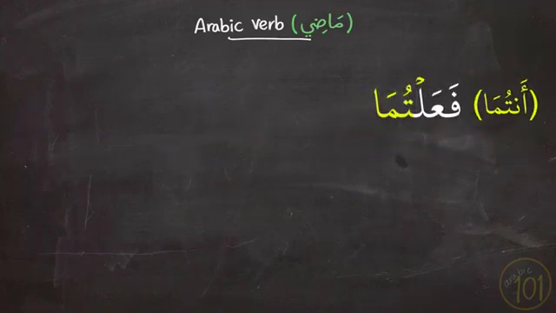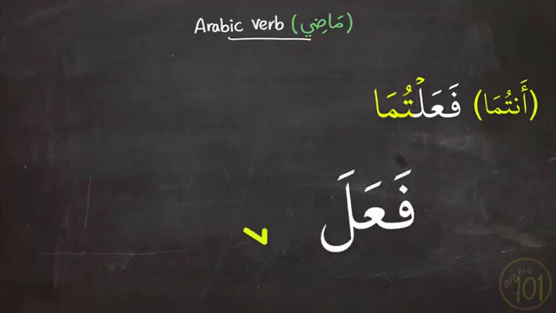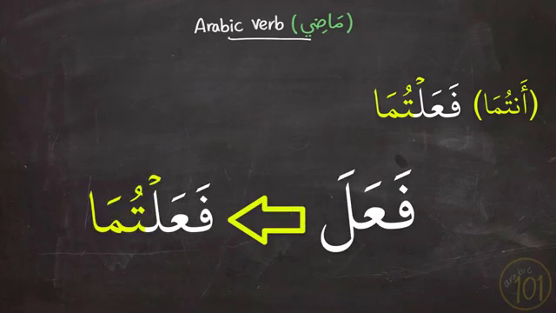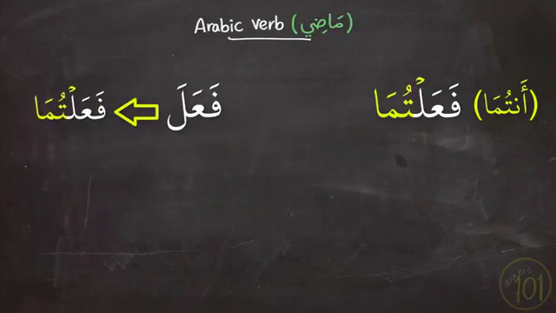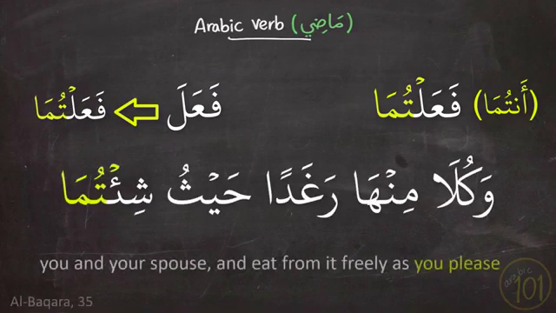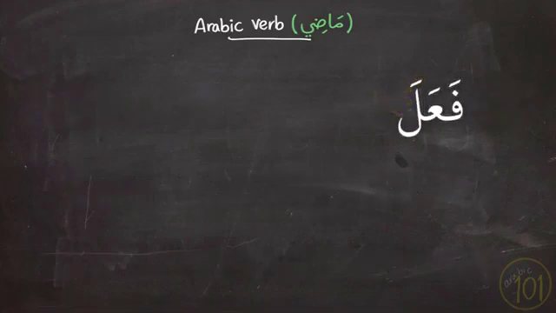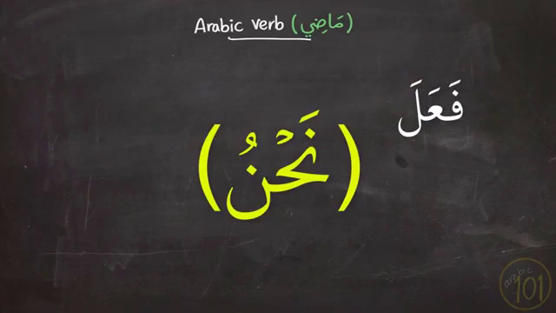The next dual conjugation is with أنتما, or in English, you. And in this case, you're going to add tuma to the end of the verb, and the letter that comes before it will have sukun. So, fa'ala will become fa'altuma. And learning this type of conjugation is not very important because it was mentioned in the Quran in only one place, which is this example. وَكُلَا مِنْهَا رَغَدًا حَيْثُ شِئْتُمَا.